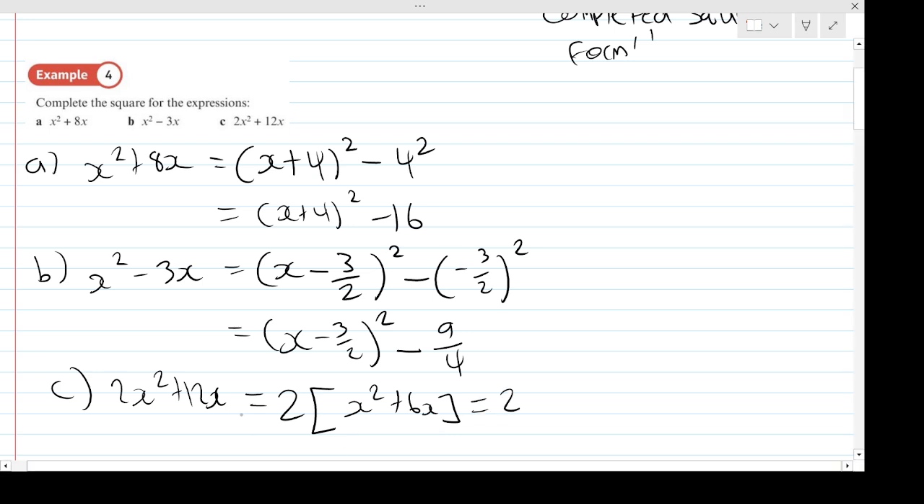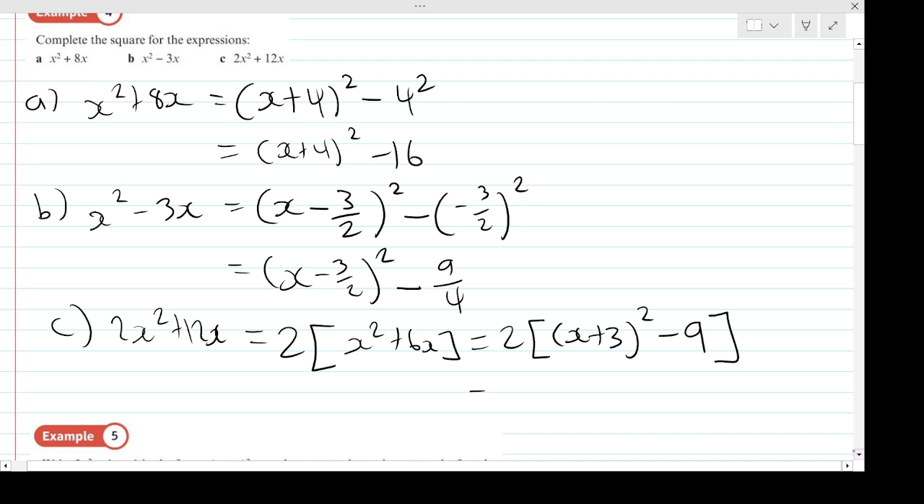So I have 2, and then if I complete the square inside, on x squared plus 6x, that'll be a bracket of x, and then half of 6, which is plus 3, all squared. And then I take away the square, which is 3 squared, so 9. And then at the end I can just times 2 to everything. So 2 lots of x plus 3 squared.